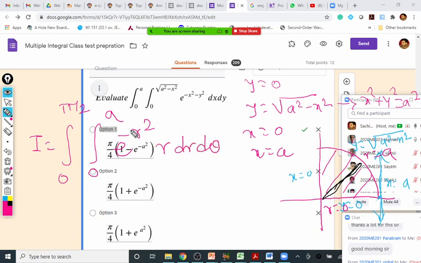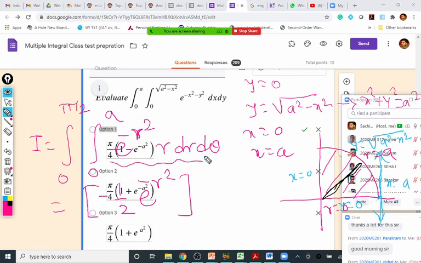The method we already saw in the previous Google form to integrate this is the substitution method. Put r square equal to t, so r dr is dt by 2. And now you will get the first answer. The integration of this part is minus 1 by 2 e raised to minus r square, with limits 0 to a, and integration of d theta is theta, with limits 0 to pi by 2. I hope that is clear.